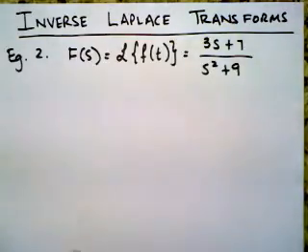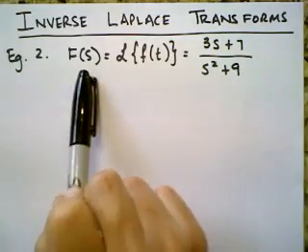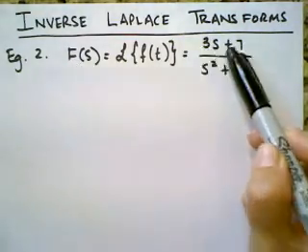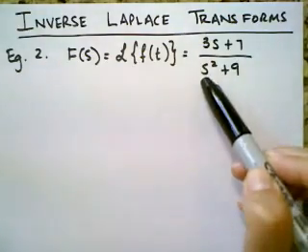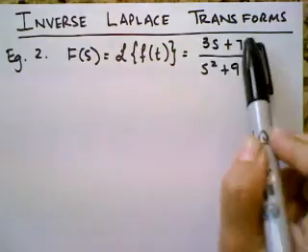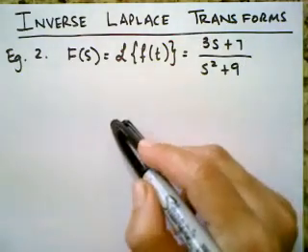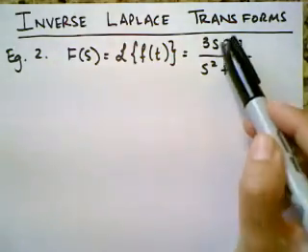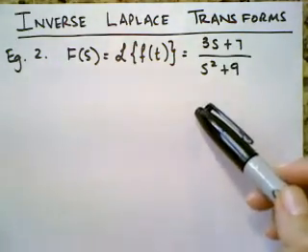Let's do another example with inverse Laplace transforms. In this example, you've got F of s equals 3s plus 7, everything over s squared plus 9. So we want to find the inverse of this function, which means you want an expression in terms of t, because you're converting back from the s domain into the time domain.